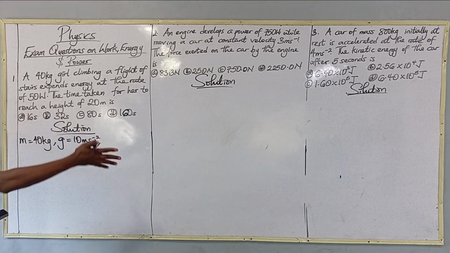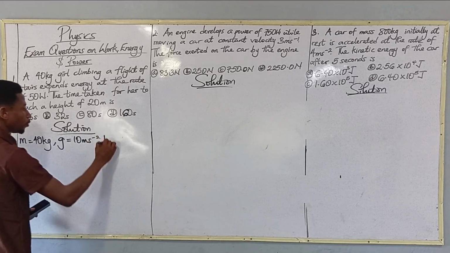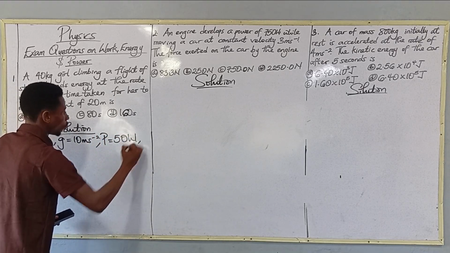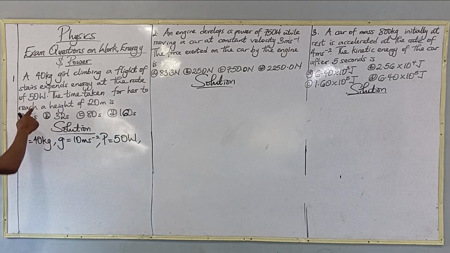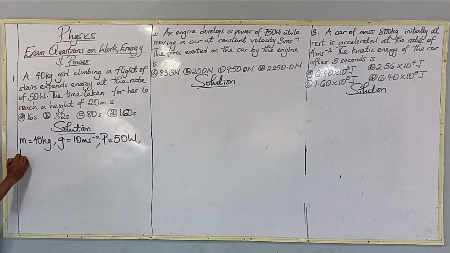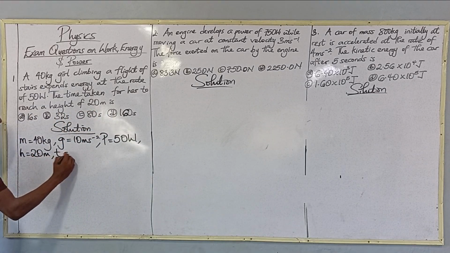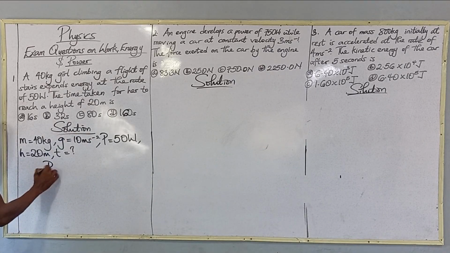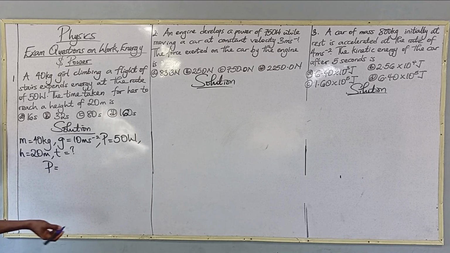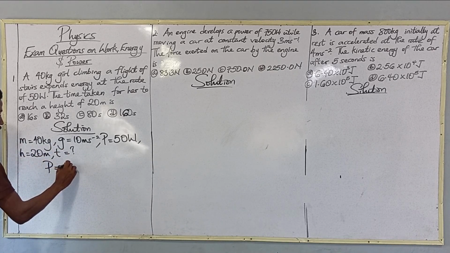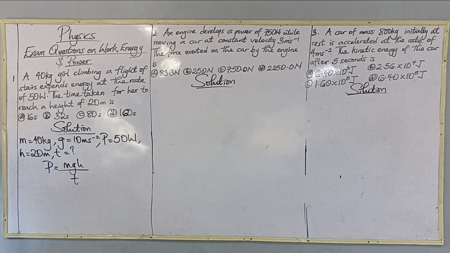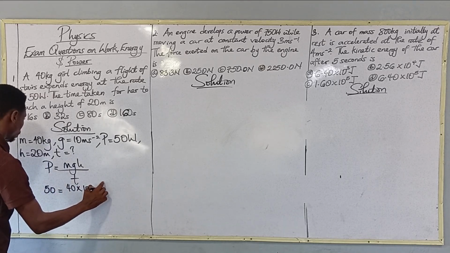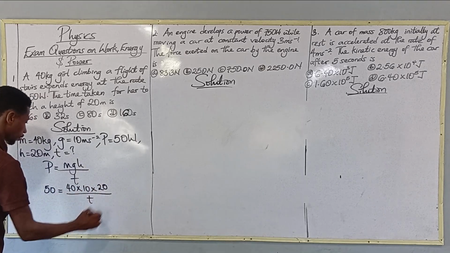Rate of 50 watts. What is the rate for power? I did say that earlier. So this is basically power, 50 watts. The time taken for her to reach a height of 20 meters is, so we're given a height of 20 meters and we're looking for the time taken to reach that height. Since we're talking about power, we use the formula for power. We know power is work over time. And we have mgh, so we're using mgh over time. What we're looking for here is time. Power is 50. The mass is 40, g is 10, h is 20, all over time.